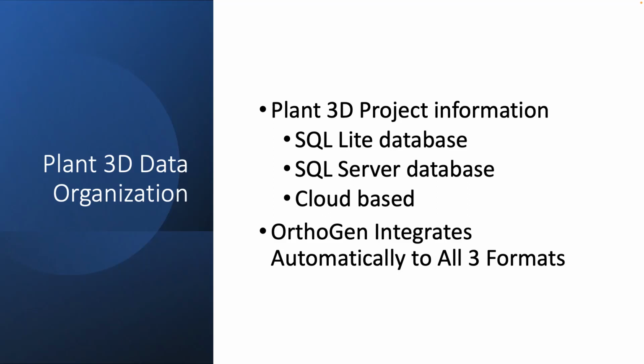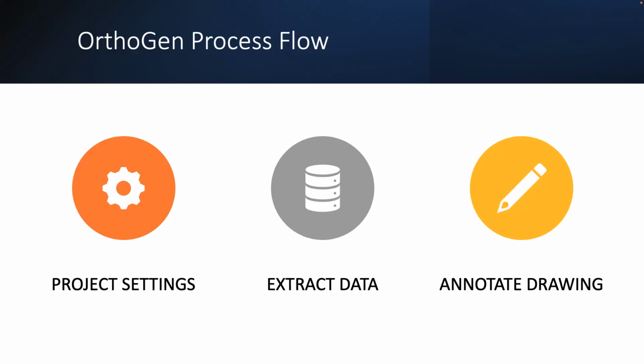So just to reiterate, OrthoGen is going to read that Plant 3D project settings, and it's going to determine the database type and location. There are some differences between SQLite queries and SQL Server queries, but I won't bore you with those details. So just as an overview, the process is fairly simple. You, the user, would configure the project settings in OrthoGen. OrthoGen is then going to extract that data and then use it to annotate the drawing in AutoCAD.